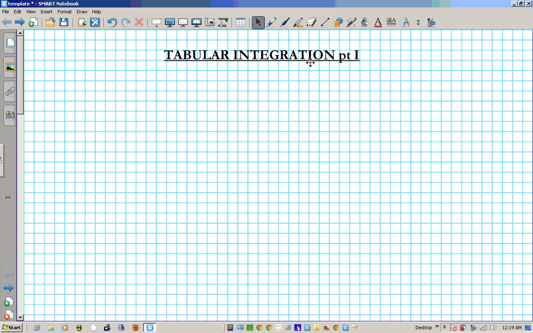So tabular integration is a shortcut method for integration by parts. The formula for integration by parts is basically the antiderivative of u dv equals uv minus the antiderivative of v du. Okay? So this is the integration by parts formula, but we're going to be using tabular integration to integrate special types of problems. So when do we use tabular integration?